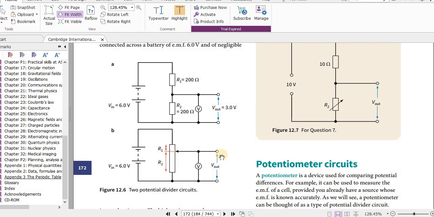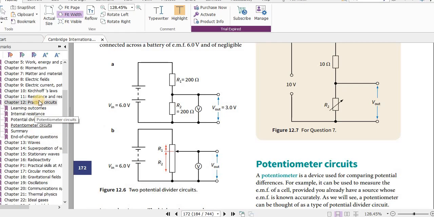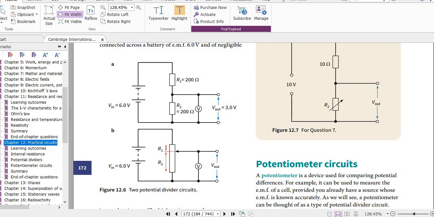Remember, R equals rho L over A. So when L increases, R increases. When you learned about resistivity, you learned the equation R equals rho L over A, where R is the resistance and rho is the resistivity. It's taught in the previous chapter, so if you want more details, go through the resistivity topic.